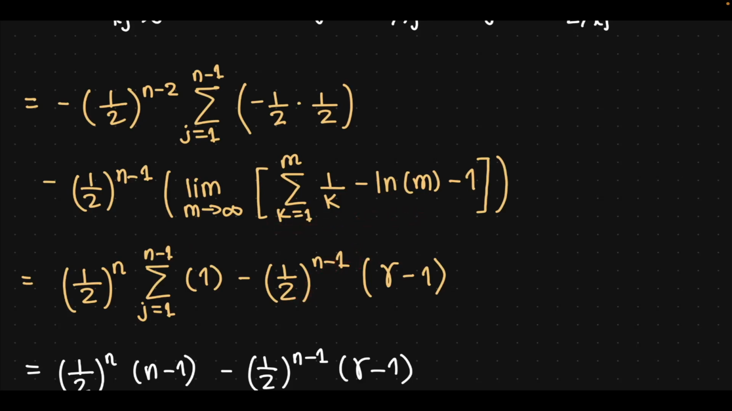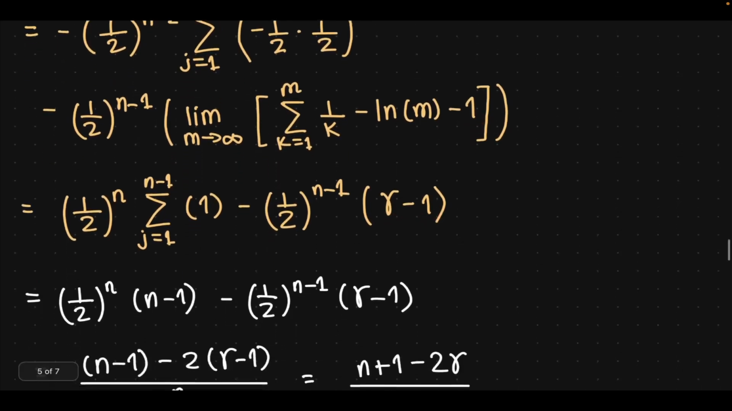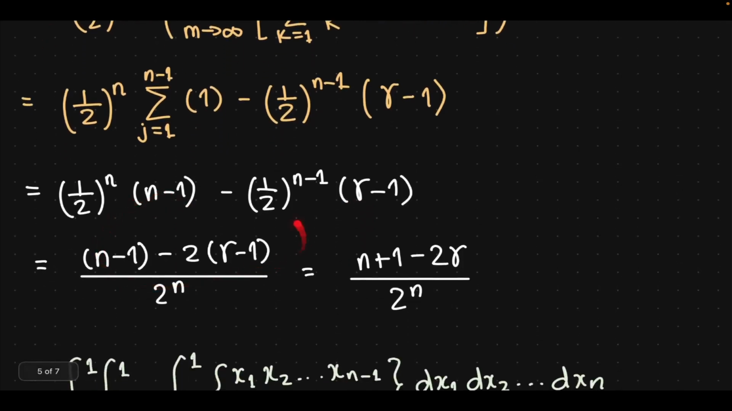Notice that this first term, the sum from k equals 1 to m of 1 over k minus ln m as m goes to infinity, is just the definition of the Euler-Mascheroni constant, and we have this extra 1. So we have Euler-Mascheroni times minus 1. And then we can just simplify. We know that 1 is being summed n minus 1 times, so the sum should be n minus 1. The rest of the terms are just the same. We can reorganize everything, take a common denominator. N minus 1 minus 2 times Euler-Mascheroni minus 1 over 2 to the n is actually n plus 1 minus 2 times Euler-Mascheroni over 2 to the n.